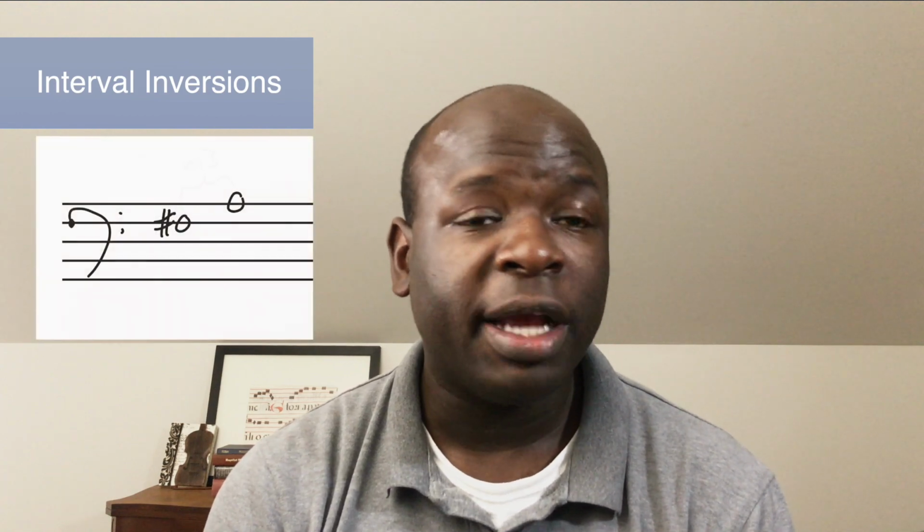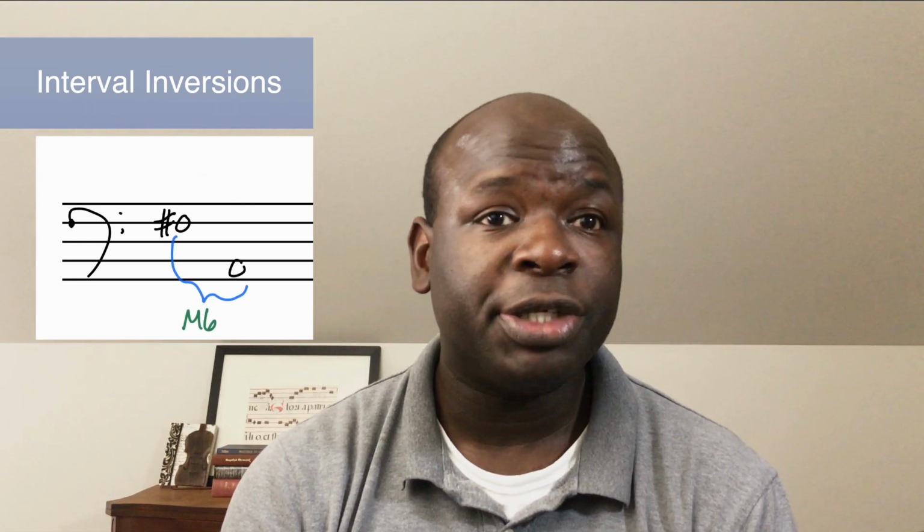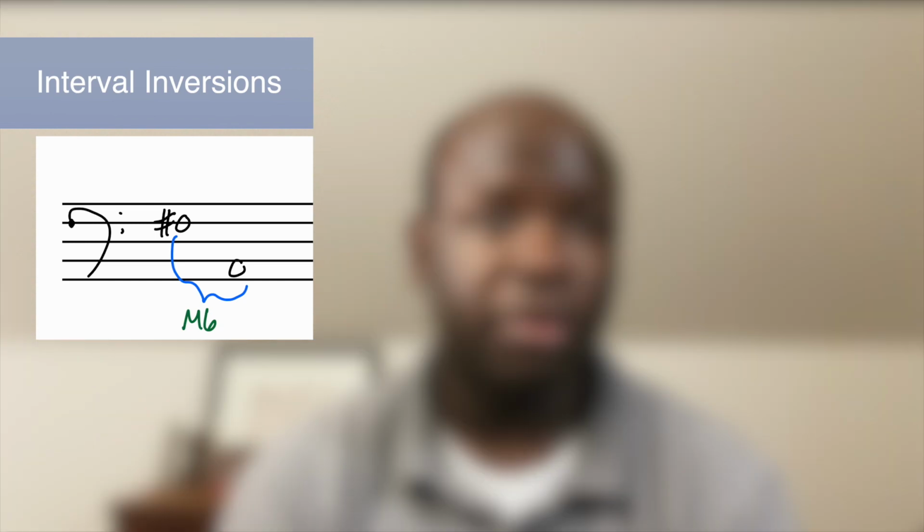Let's take another example. Let's say I'd like to go from F sharp to an A. I can go up to an A by traveling a minor third, or I can go down to an A by traveling a major sixth. So it turns out that minor thirds invert with major sixths.